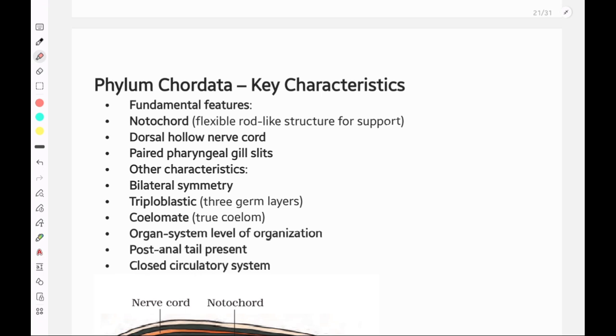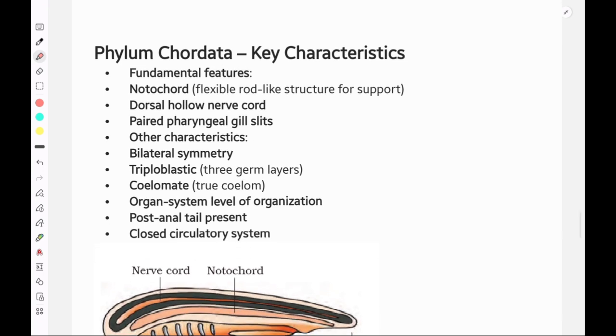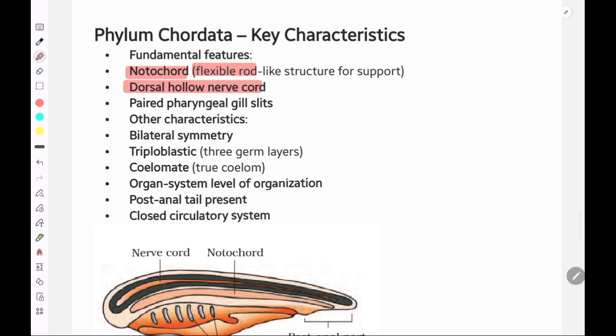Today we are going to discuss phylum Chordata. Before discussing that, let's take a quick recap of what we learned in our last class. Chordates are organisms which have notochords. It is a flexible rod-like structure which helps in supporting. They have a dorsal hollow nerve cord.